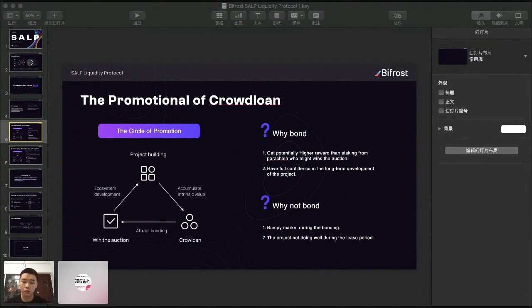Moreover, they will consider the long-term development of the project, or maybe the project may not do as well as they expected during the later period. So in conclusion, these uncertain factors come from the fact that they cannot move their underlying assets during the bonding period, which means the Kusama you contributed cannot be moved during the 48 weeks.